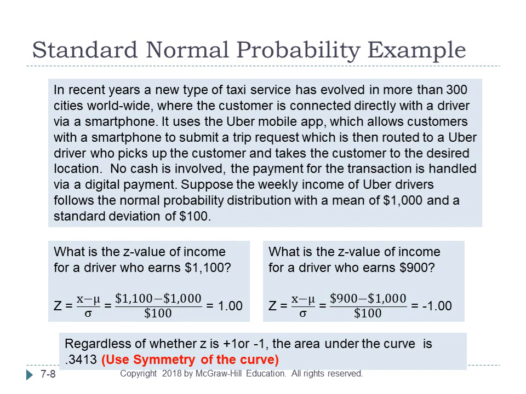In recent years, a new type of taxi service has evolved in more than 300 cities worldwide. Here the customer is connected directly with the driver using a smartphone. There is an app that you have to use, the Uber mobile app. The way that it works is you can request to go to a place. So you submit a trip request, and the company will find the closest driver, and they would send them to you.